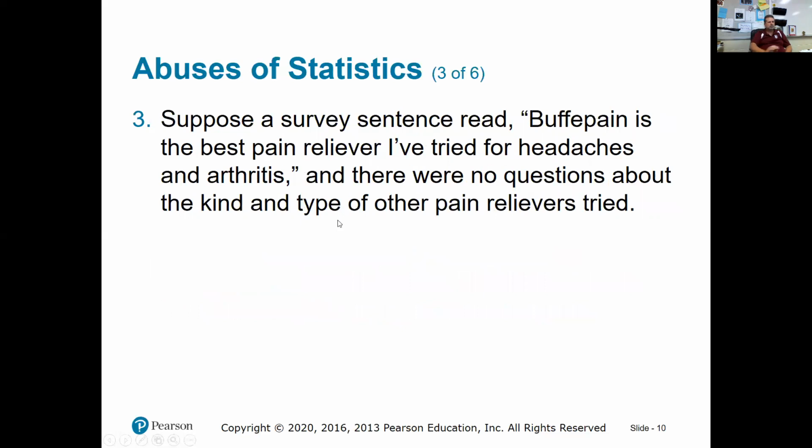Suppose a survey read, Buff-Pen is the best pain reliever I've tried for headaches and arthritis, and there was no question about the kind and type of other pain relievers tried. Okay, well, you only try one thing, you're not going to get very good statistics.